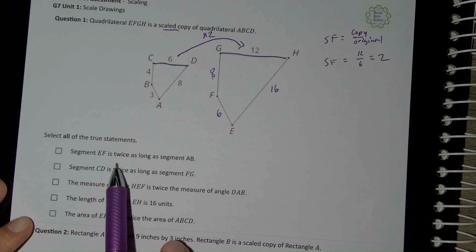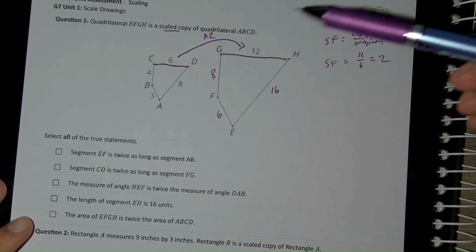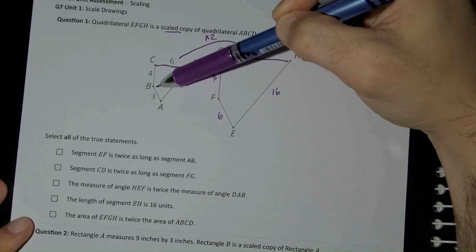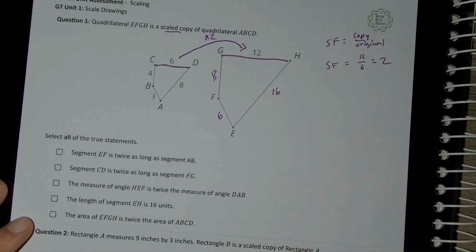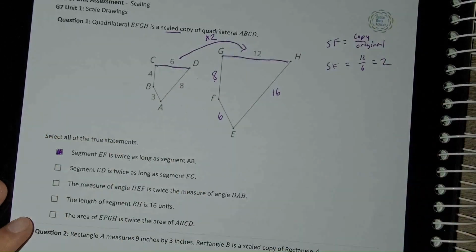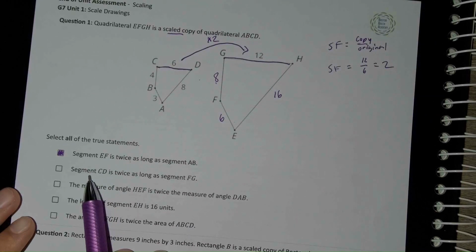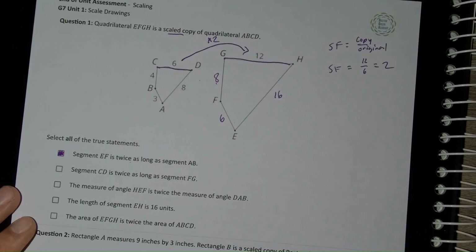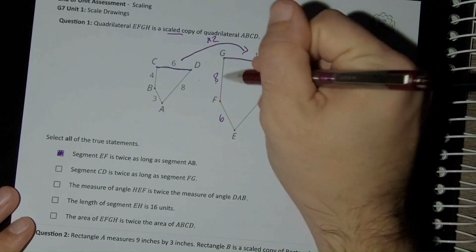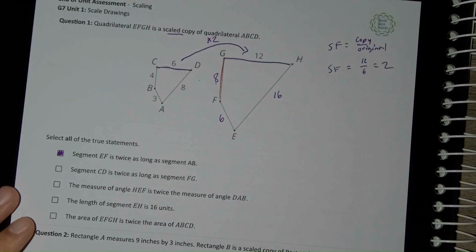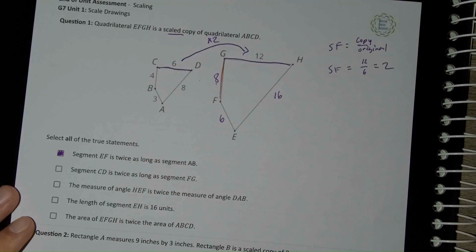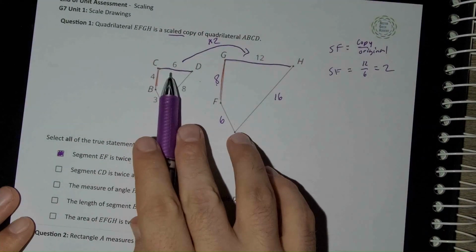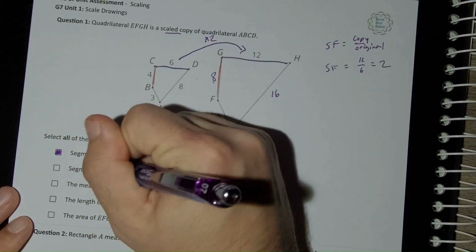This first one says segment EF is twice as long as segment AB. Segment EF, which is located here, is twice as long as AB, which we can see is true because 6 is 2 times larger than 3. Now, for the second one, segment CD is twice as long as segment FG. Segment FG can be seen here, and what we can see is that these are not corresponding sides. What's corresponding to FG is segment CB. So 6 times 2 is not 8, which means this is not it.